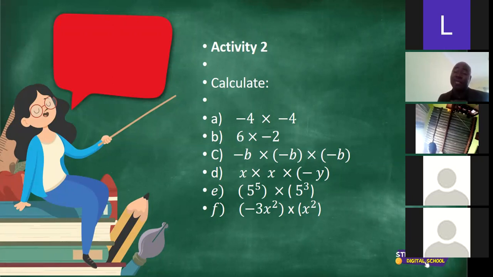Those are the like terms, but you multiply them together. You keep the base, which is 5, and you add the exponents. The exponents in this case are 5 and 3. So 5 plus 3 is 8.